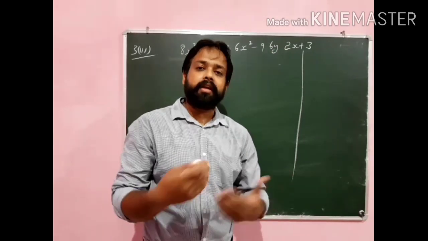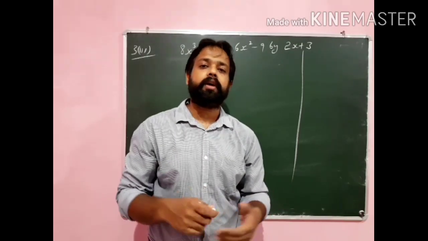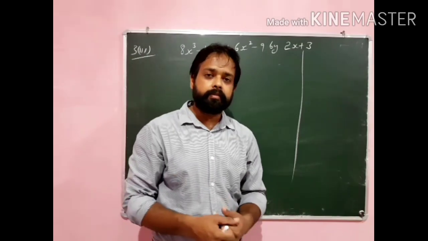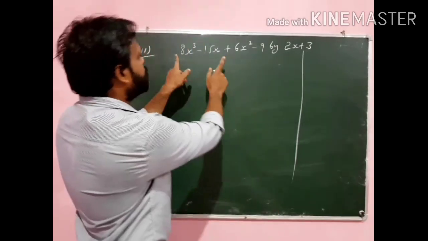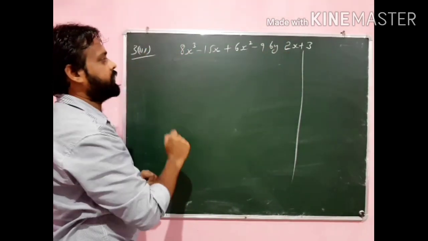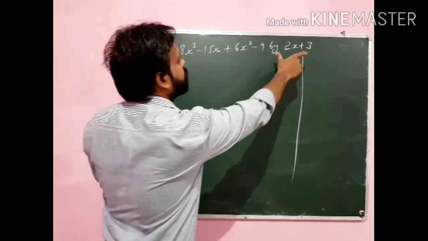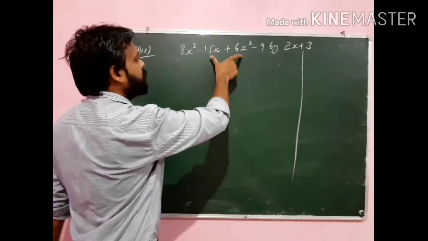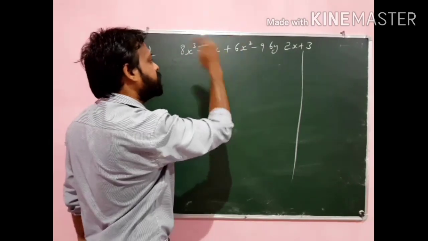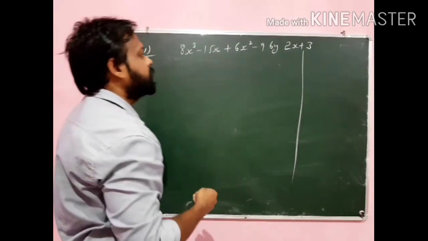Now the reason why I chose this sum: when we are dividing the polynomial by this polynomial, this is the quotient, this is the dividend, and of course this is the divisor. So we have to take the dividend and divide it by this divisor. We know the rules of division.